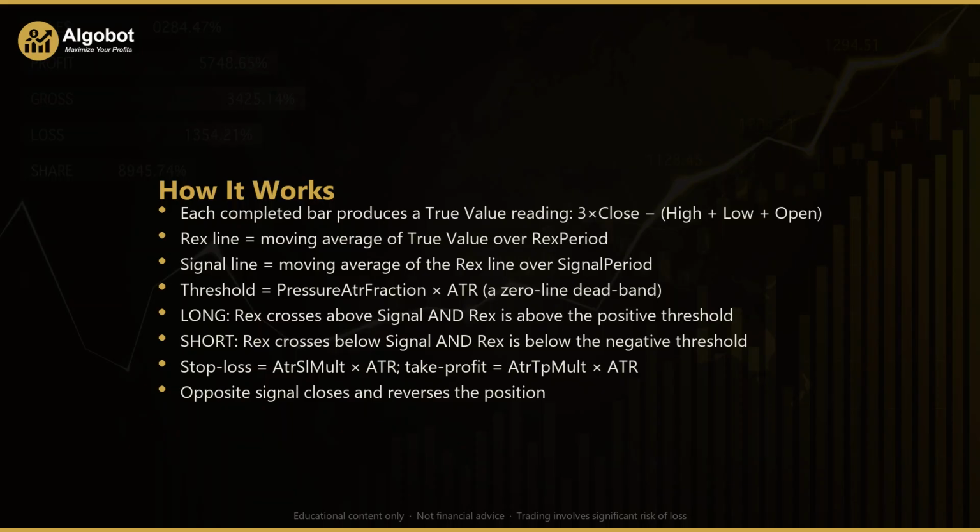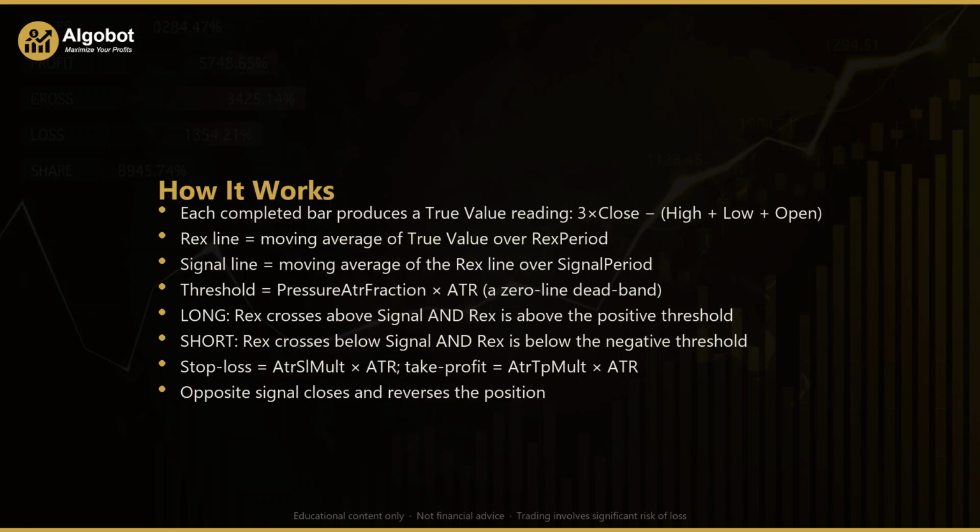The strategy only acts once per completed bar, so it waits for a candle to fully close before doing anything. When a new bar forms, it looks at the bar that just finished. First, it calculates the true value of that bar. It takes 3 times the closing price and subtracts the high, the low, and the open. That single number captures whether buyers or sellers finished the bar in command. It stores this reading in a rolling history.